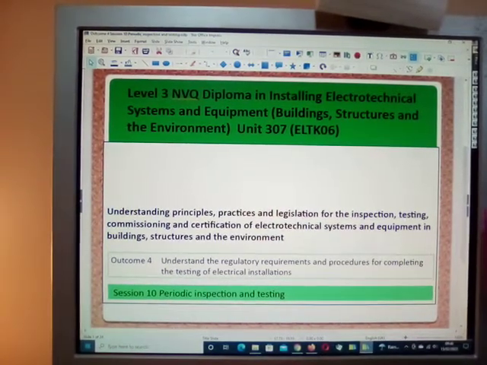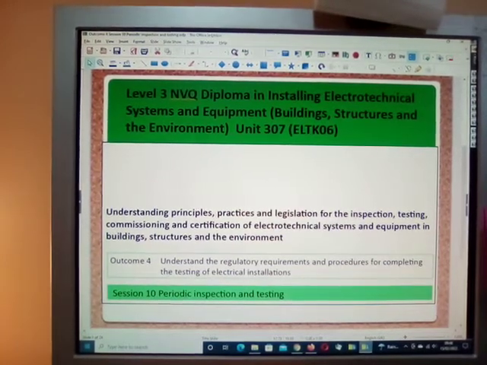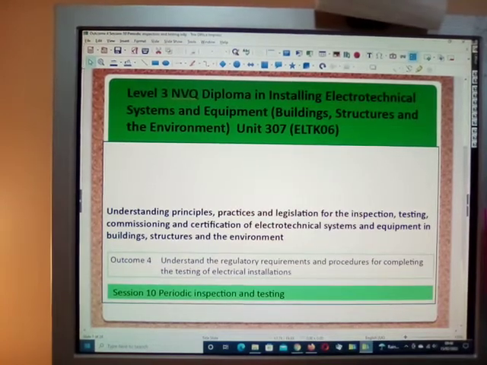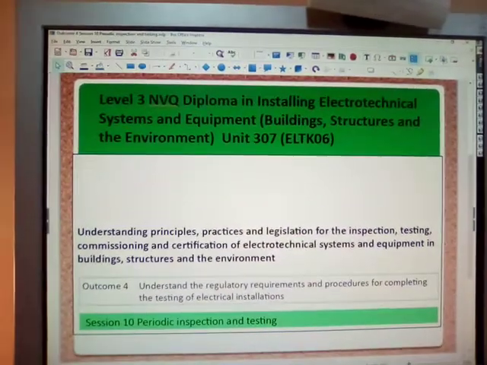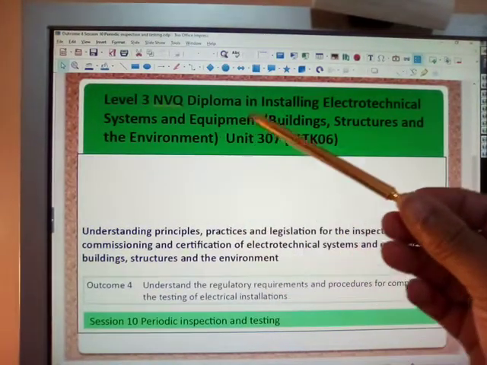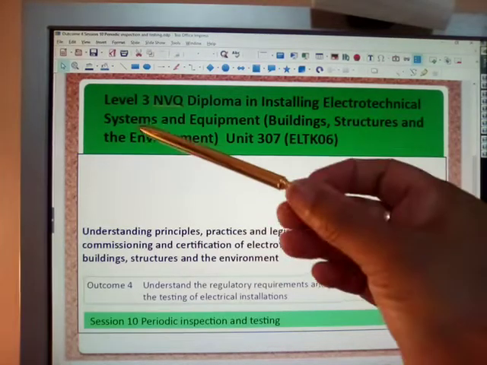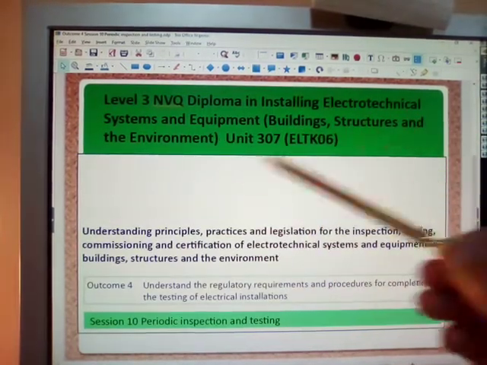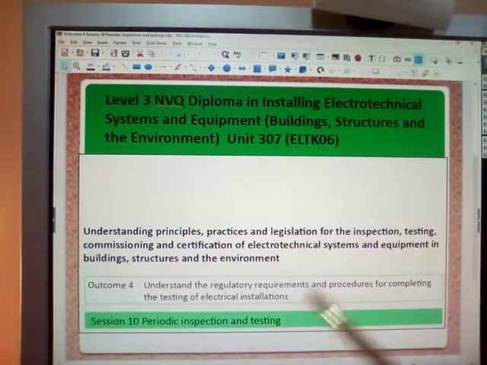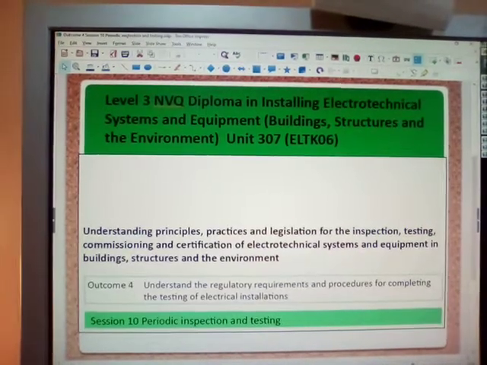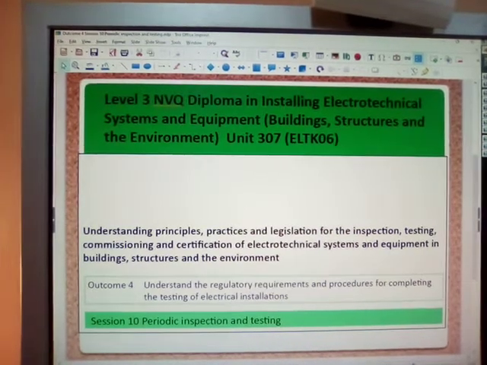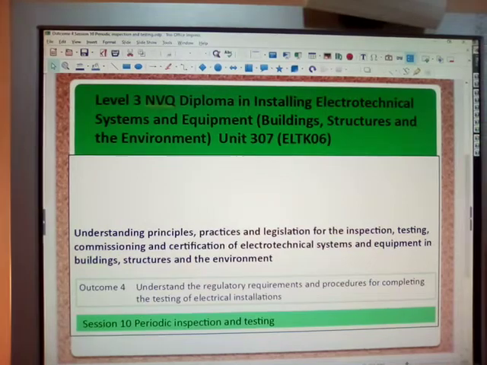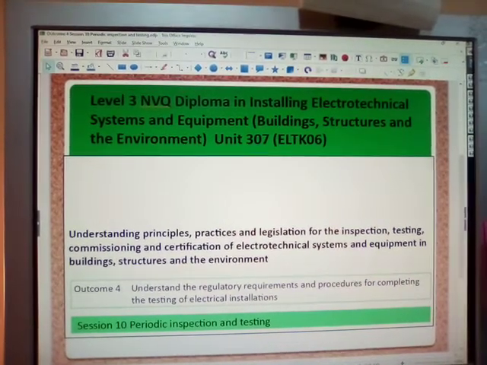What I want to continue with is Unit 307 in regards to the 2357 and the 5357. Okay, now Level 3 NVQ Diploma in Installing Electrotechnical Systems and Equipment, Building Structures and the Environment, Unit 307. Okay, now this is for the 2357 and the 5357. I should have put that number on here for myself, but I haven't. So I do apologize for that.